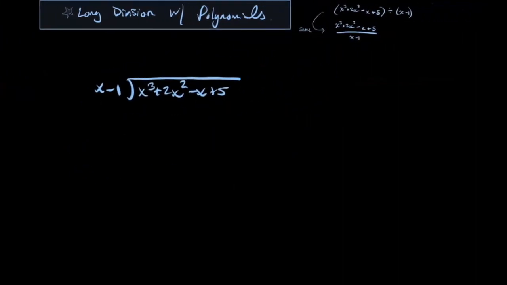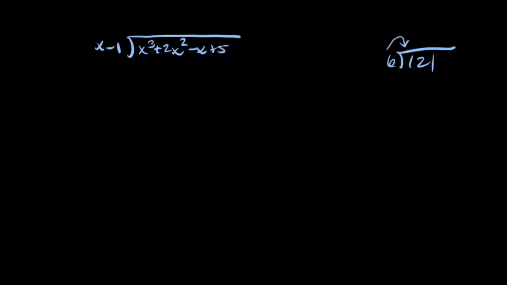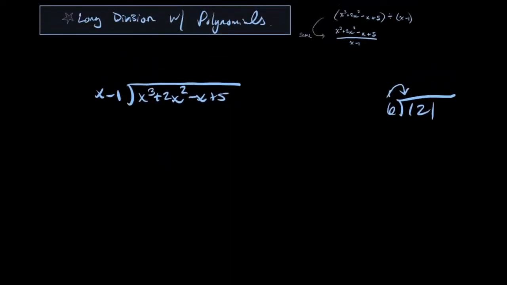So remember, what we did before was we had 6 and 121, and we said, how many times does 6 go into 1? And it didn't. So how many times did 6 go into 12, really? And so really what that's asking is, what do we have to do to 6 to make it look like 12? We'd have to multiply it by something. And we're going to ask the same question.